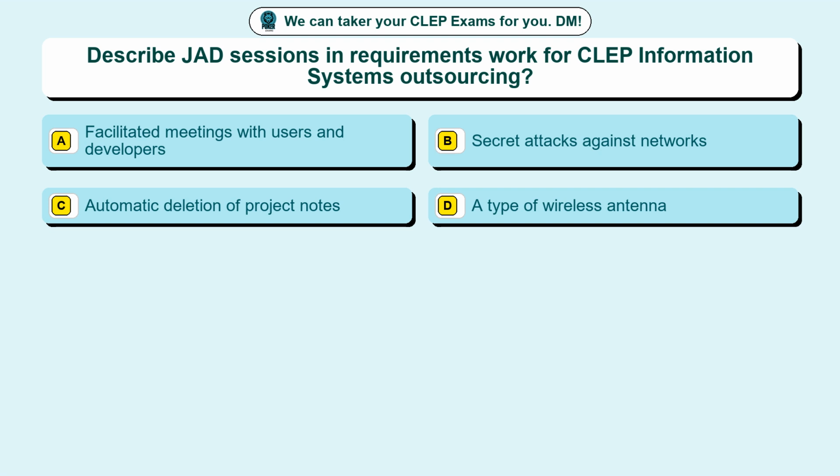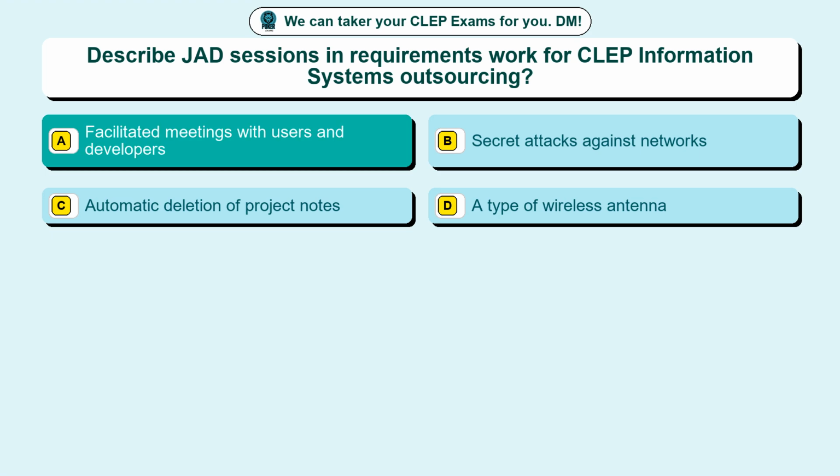Question 73. Describe JAD sessions in requirements work for CLEP Information Systems outsourcing. Option A, facilitated meetings with users and developers. Option B, secret attacks against networks. Option C, automatic deletion of project notes. Option D, a type of wireless antenna. The correct answer is option A, facilitated meetings with users and developers.